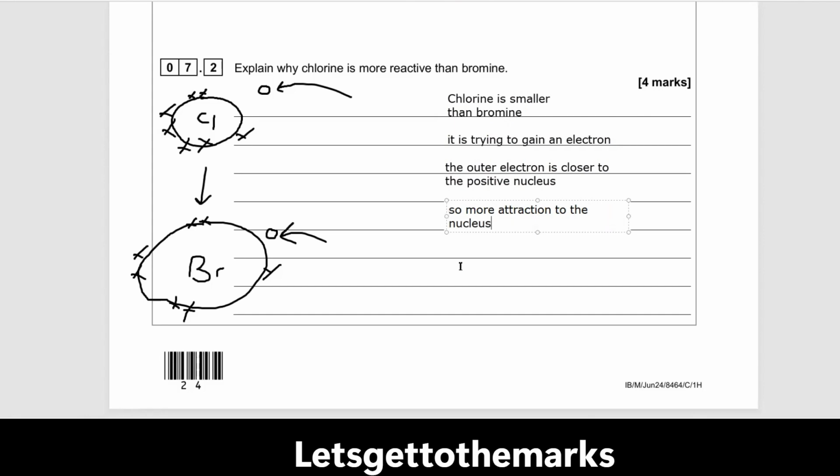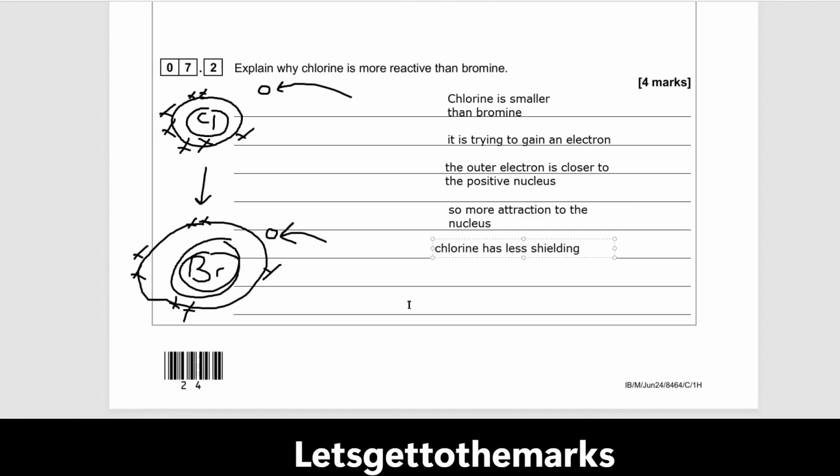Now, here's a bonus one. Although I didn't show it here, obviously, bromine has more shells. I'm not showing you the correct number, but bromine has more shells than that. So we can say chlorine has less shielding. And this is just something that comes up on the mark scheme for these type of questions and with the group one ones. So less shielding means there's less kind of walls in the way blocking the attraction of the electron to the nucleus. Okay, so all of those are going to get me more marks.